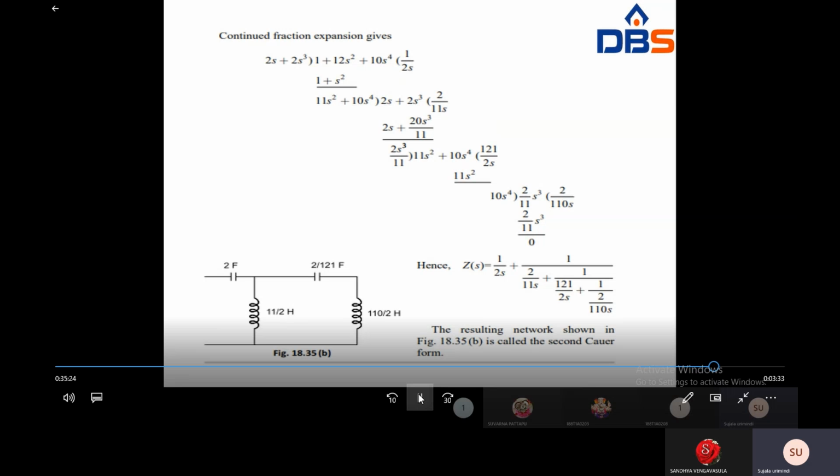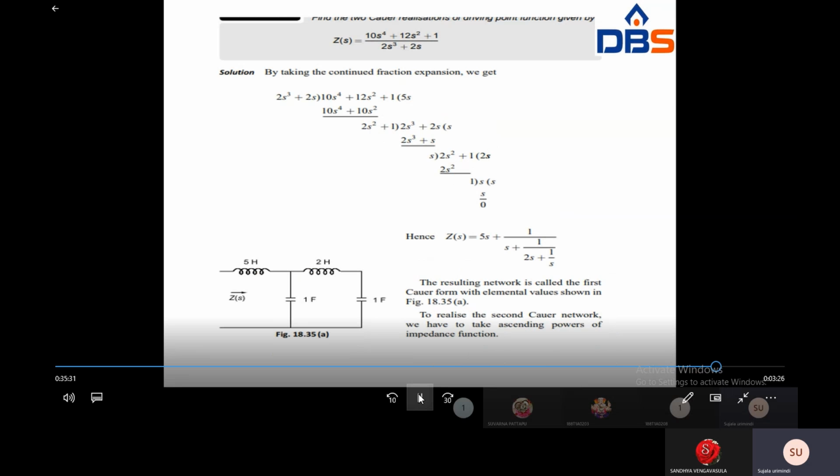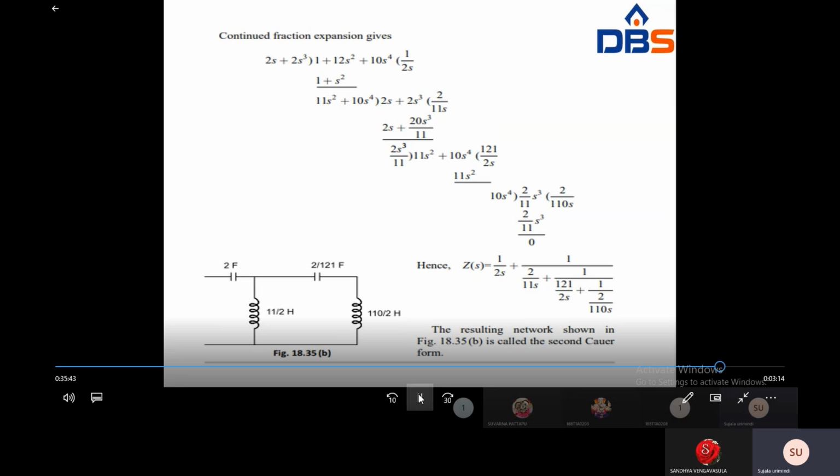So when we have to find cover 2, this is cover 1. When you take cover 2, it is in decreasing order: 1 plus 12s square plus 10s4 and 2s plus 2s cube. Like that you have taken 1 plus 2s square plus 10s4, 2s plus 2s cube. Like that 1 by 2s multiply. 2s into 1 by s is 1. 2s cube into 1 by s is s square. The same value will become, and then you multiply this term.